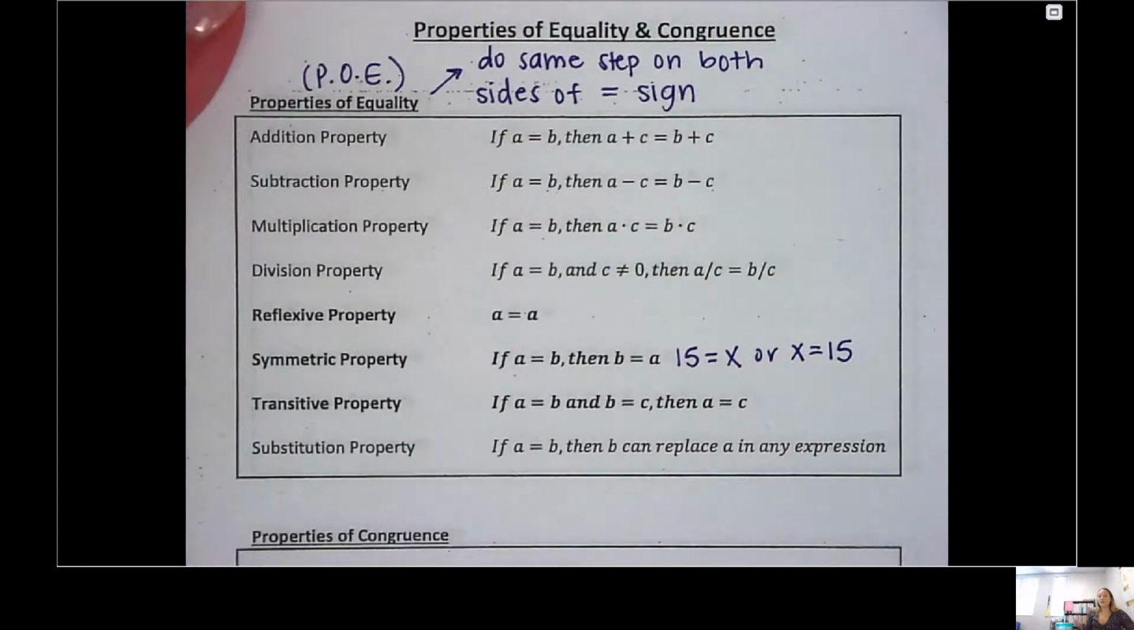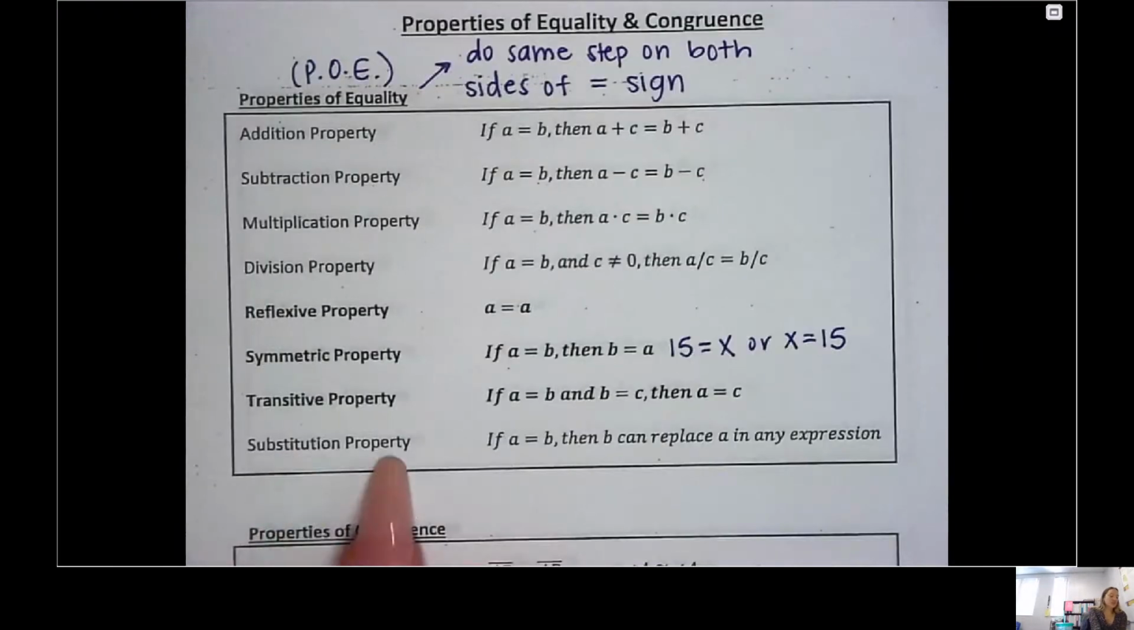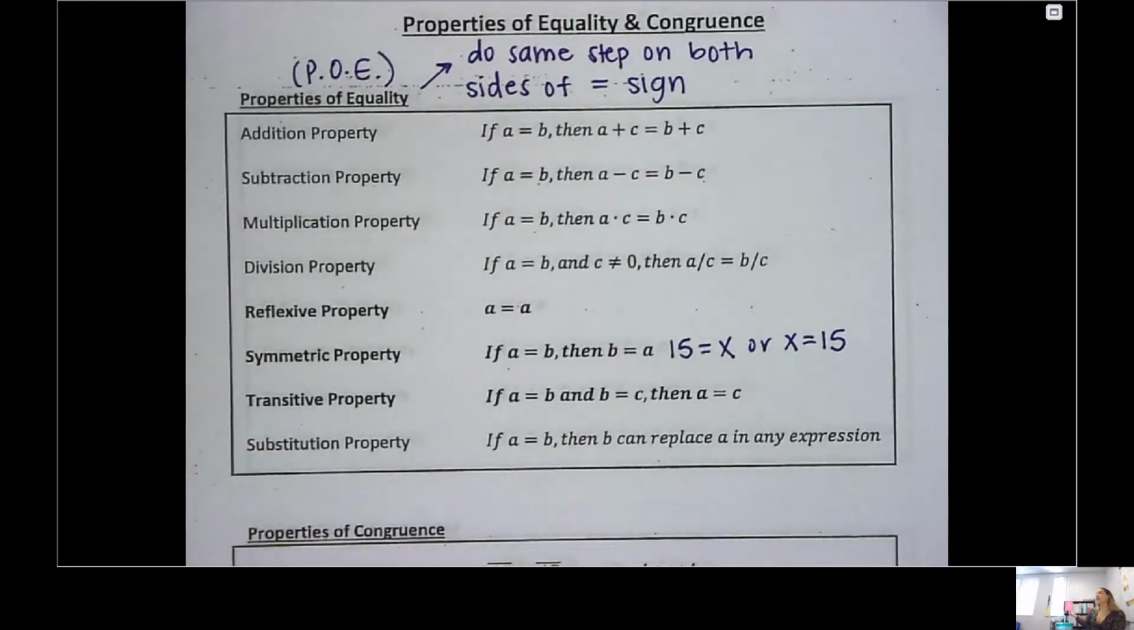And then the last one there is the substitution property. So again, if you take something and plug it in for something else, we take our numbers and plug them in for x. That's the substitution property. So we're going to focus on these ones first, and we're going to use one of these to fill out our algebraic proofs that you see here.